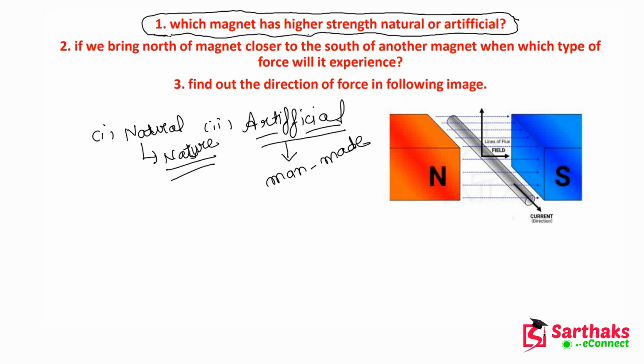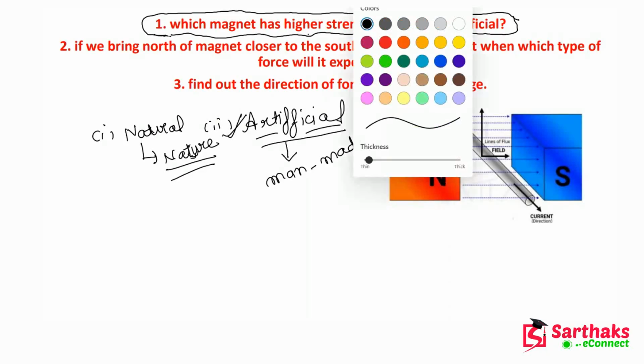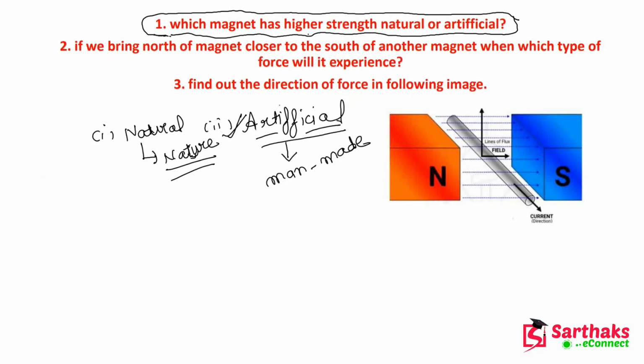Okay, so this is not a question. The question is which has higher strength. It means which exerts a higher magnetic field. So basically our answer here is artificial magnets. Artificial magnets always have higher strength than natural magnets. So we can write the answer of this question is artificial.